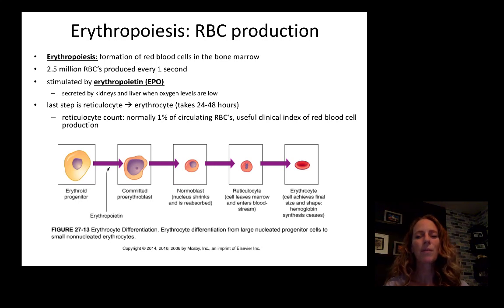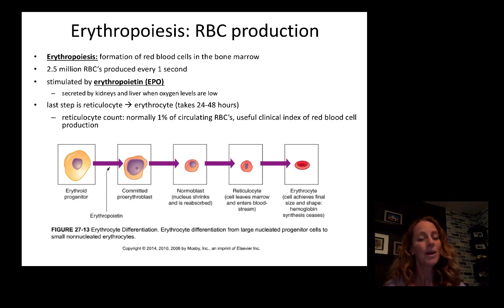So let's first talk about red blood cell production. Erythropoiesis is formation of red blood cells in the bone marrow. Whereas hematopoiesis is formation of all cells, erythropoiesis is specific to red blood cells. About 2.5 million red blood cells are produced every second. And this is stimulated by the hormone erythropoietin.